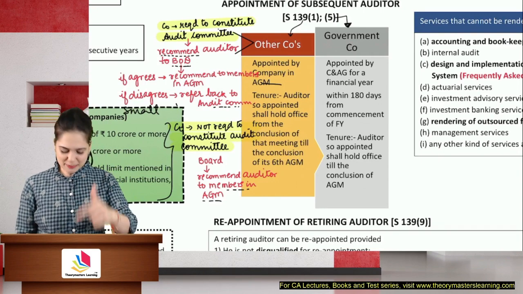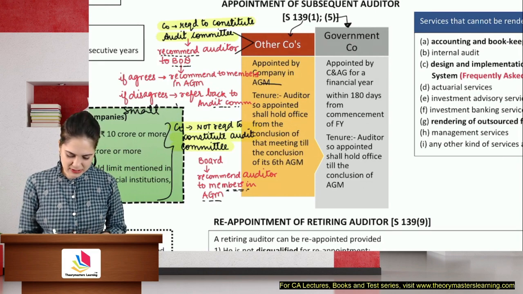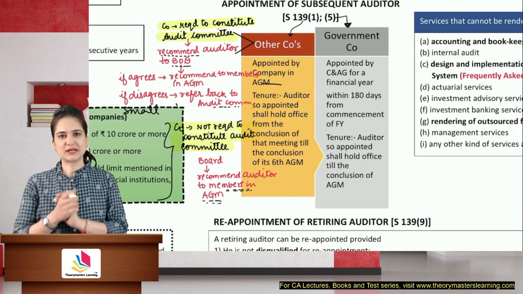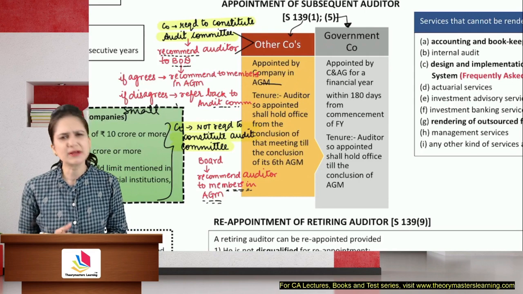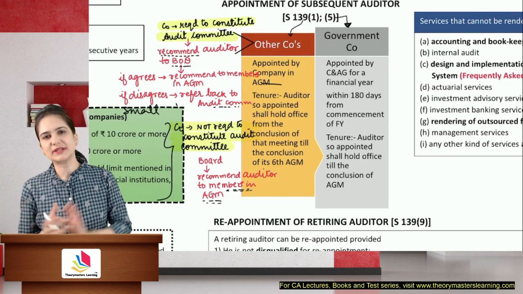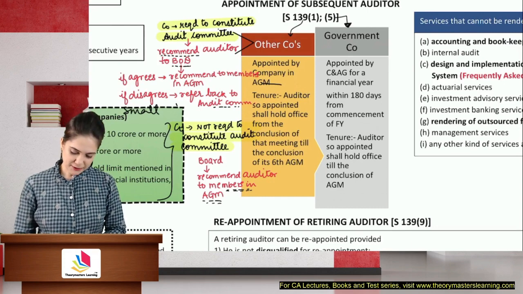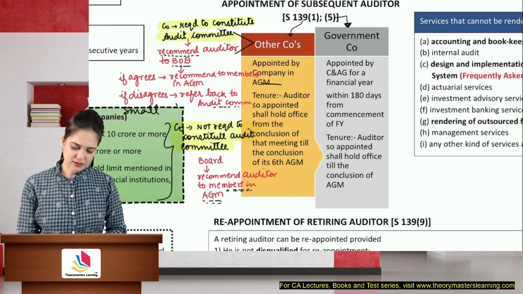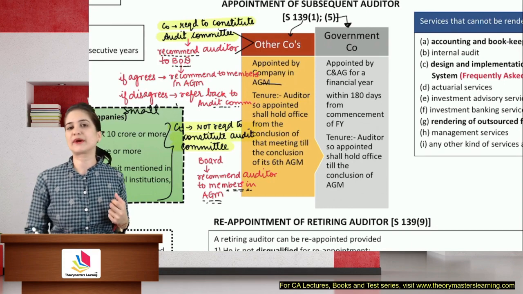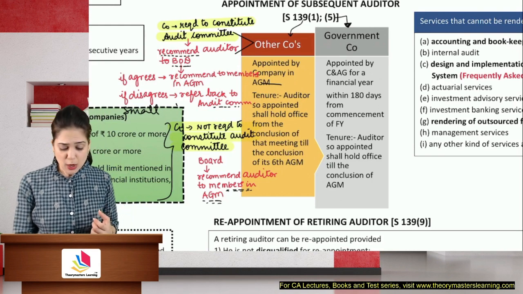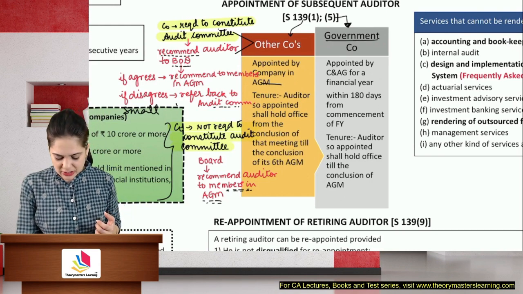Then in that case, the board will recommend to the members in the general meeting the name of the auditor who can be appointed. Then the members will pass just an ordinary resolution to appoint the auditor, and they will also fix their remuneration. So these are the procedures for appointment of an auditor in case of other companies. What about appointment of an auditor in case of a government company?